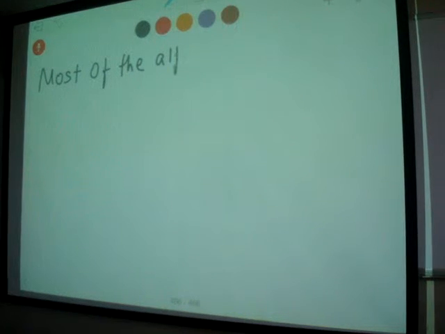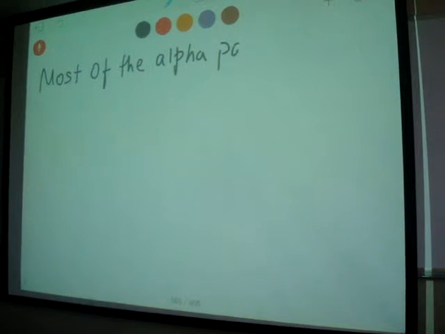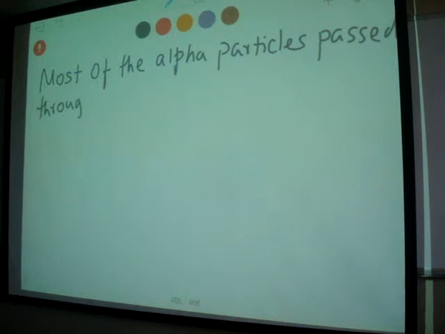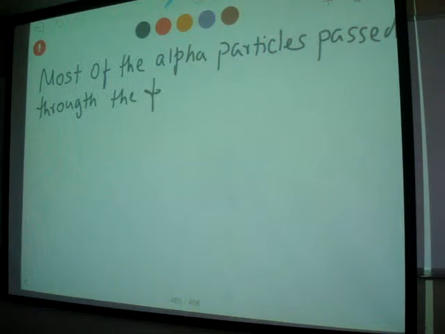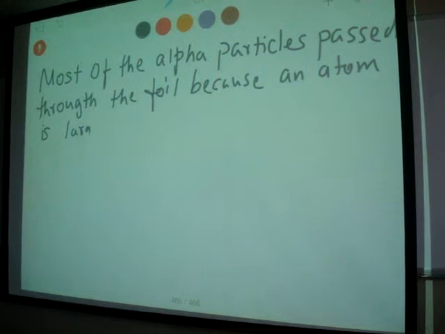alpha particles pass through the foil because an atom is largely empty space.